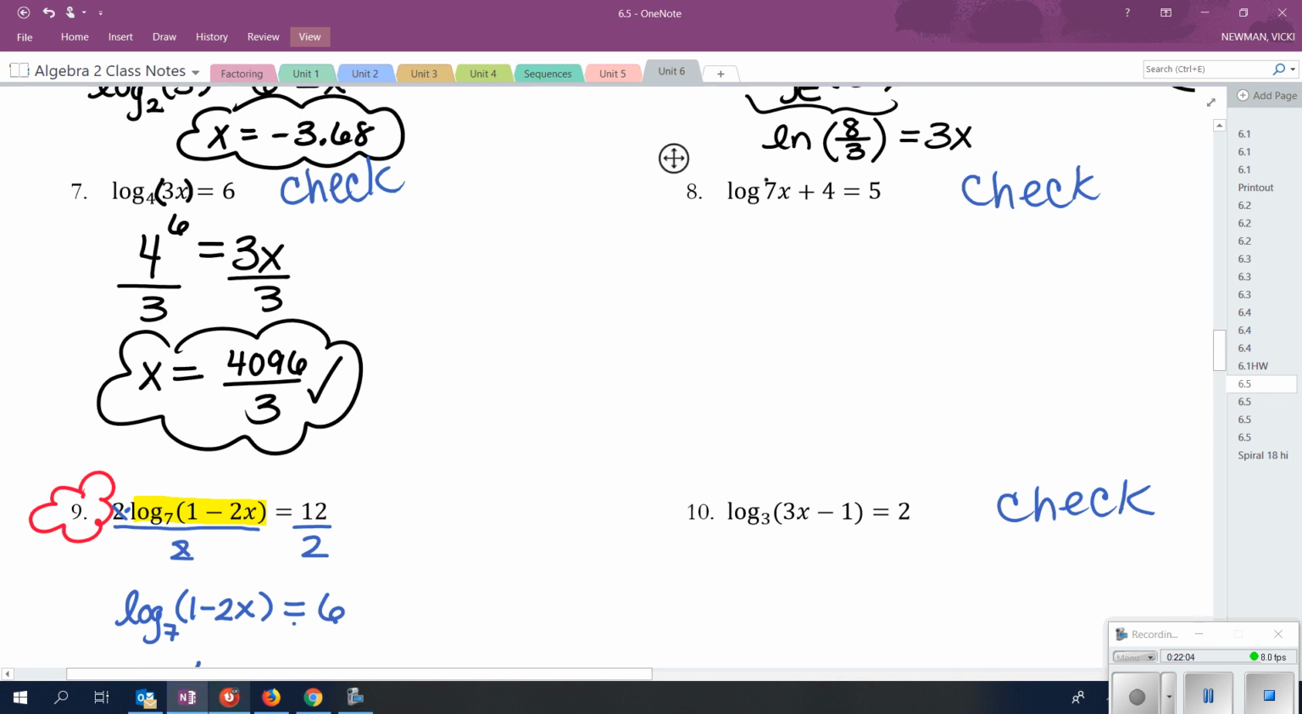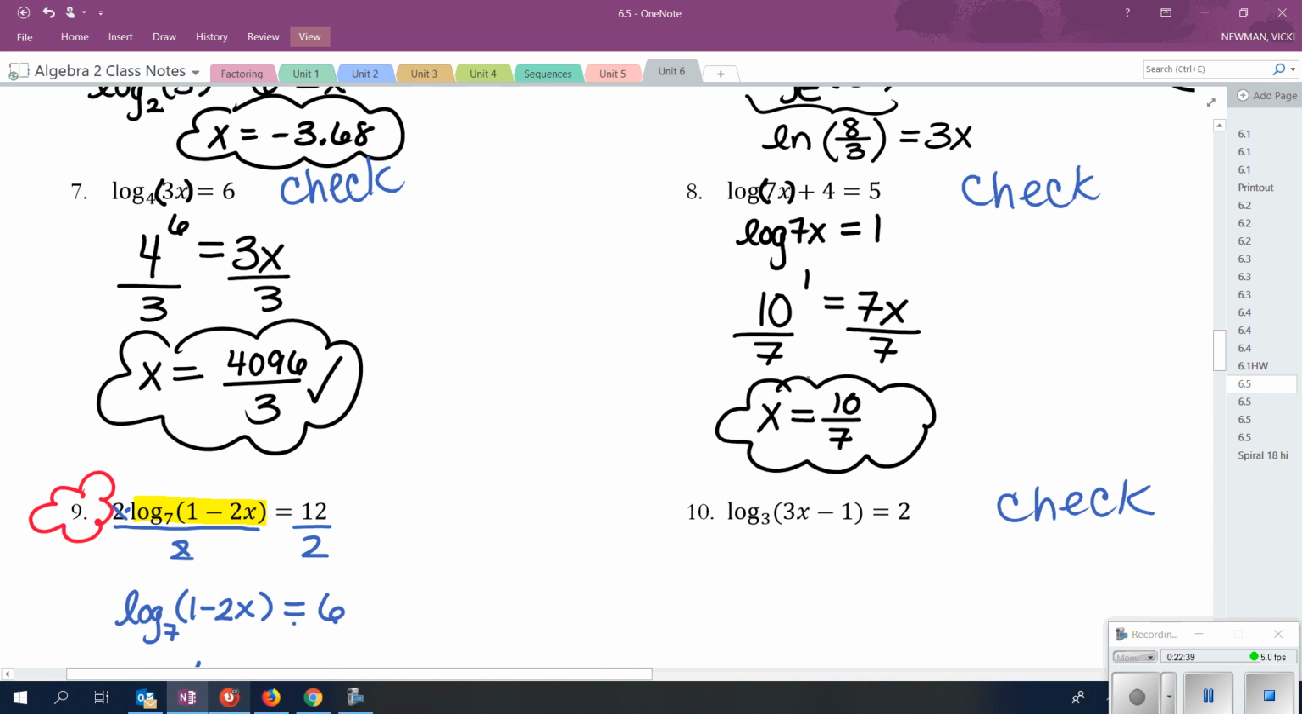All right, number 8. Log of 7x plus 4 equals 5. So 2 things. First of all, get the weird thing alone. Log of 7x equals 1. Now we have to change the form, but there's no base written. So you have to know that it's base 10. 10 to the first is equal to 7x. Well, 10 to the first is 10, so divide by 7. x equals 10 over 7.